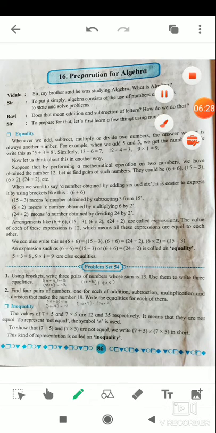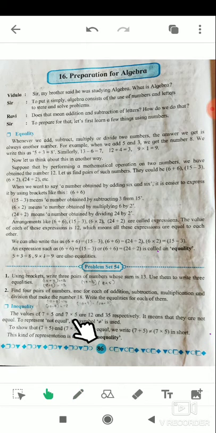Inequality. Now inequality means 7 plus 5 and 7 multiplied by 5. 7 plus 5 equals 12 and 7 multiplied by 5, the answer is 35. It means both the numbers are the same, but here is addition and here is multiplication. The answer is different. So this is called inequality.